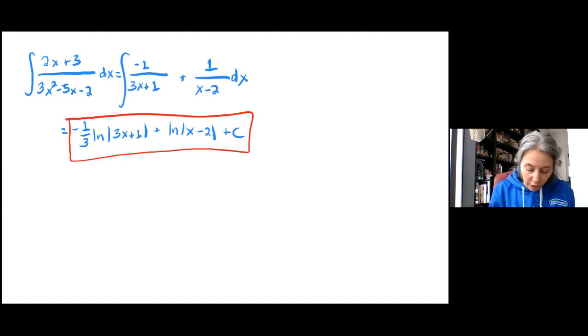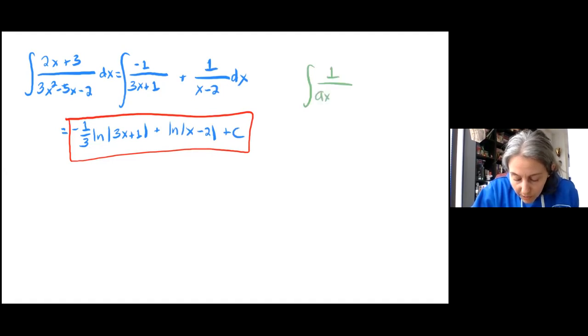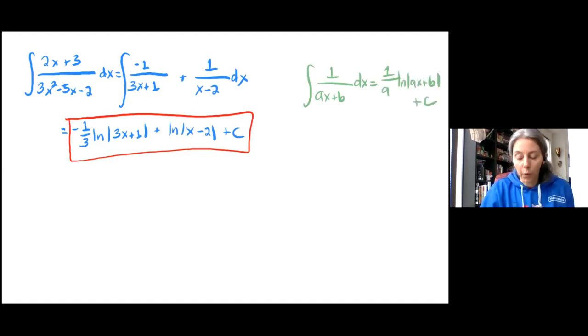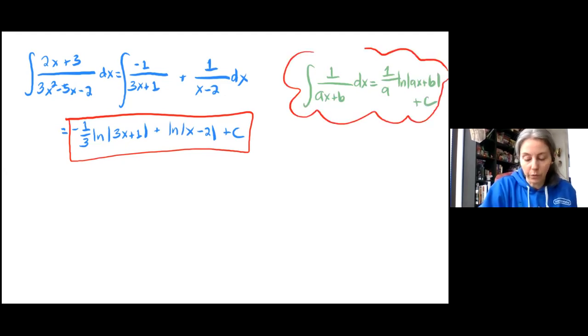All right. So just a reminder, where did these known forms come from? Remember that we've seen that the integral of 1 over ax plus b dx is equal to 1 over a times the natural log of the absolute value of ax plus b plus a constant. So we're using this known form right here to evaluate both of those integrals.